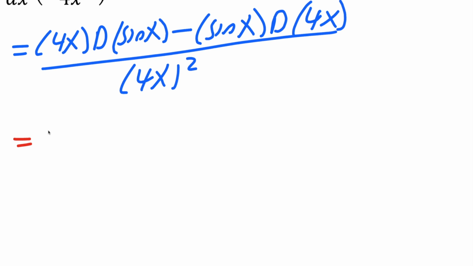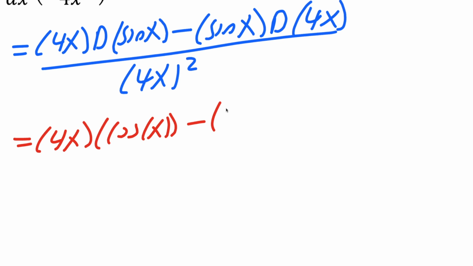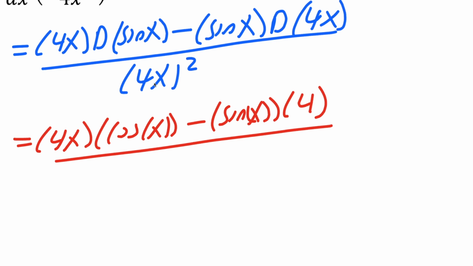So this is going to equal, you have your 4x. The derivative of sine x is cosine x, so we can write cosine x minus high, which is the sine x term. And the derivative of 4x is just 4. And then we're going to square what's below, so 4x squared. 4 times 4 is 16. X times x is x squared.